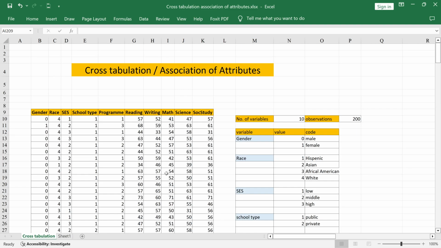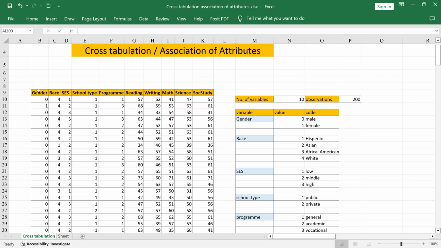You can see here the data for gender and the data for race. For example, as of now I have taken the data for gender and race only. The rest of the things you can compute by yourself, or just do the data analysis.